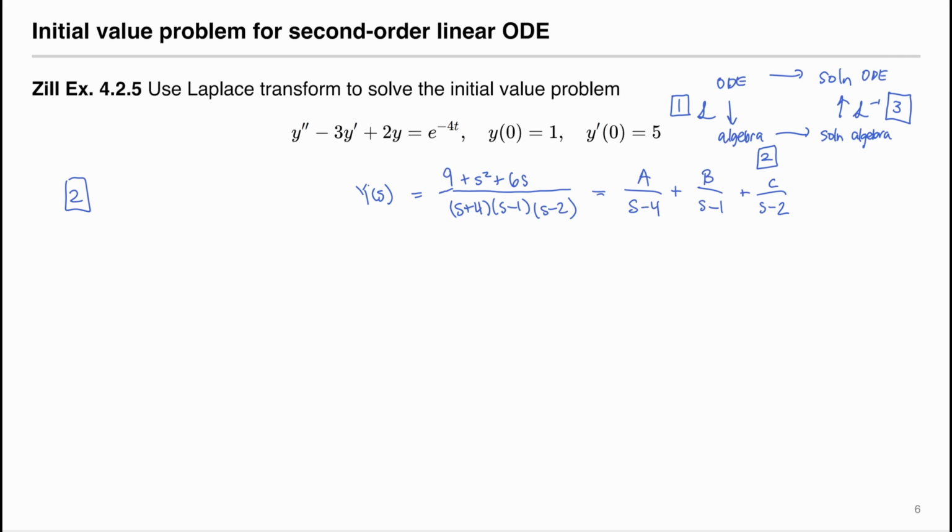Okay, so to do that, let us first form a cover-up for the first term, so that we cover up s plus 4, set it to 0, and evaluate at s equals minus 4. The first constant A is equal to 9 plus (minus 4) squared plus 6 times (minus 4), divided by, cover-up term is ignored, (minus 4 minus 1) times (minus 4 minus 2). 9 plus 16 plus minus 24, divided by minus 5 times minus 6. So we have 1 over 30.